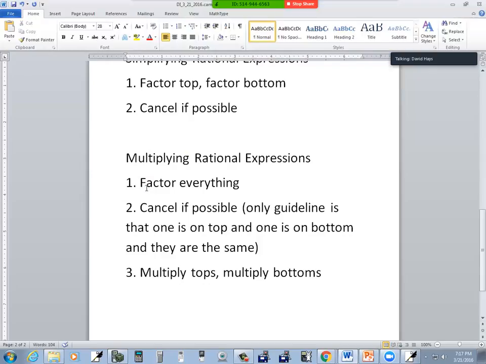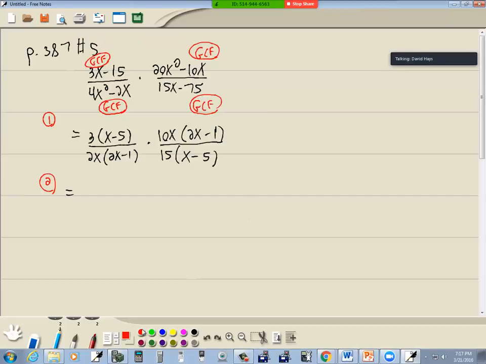Now then step 2 says cancel if possible. Only guideline is that one's on top, one's on the bottom, they're the same. Here's an x minus 5, here's an x minus 5. Those are going to cancel. Here's a 2x minus 1, here's a 2x minus 1. So those are going to cancel. So we got 3 over 2x times 10x over 15.